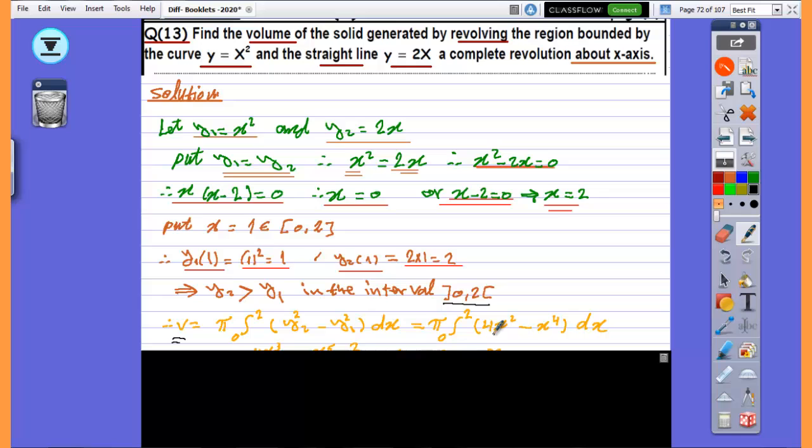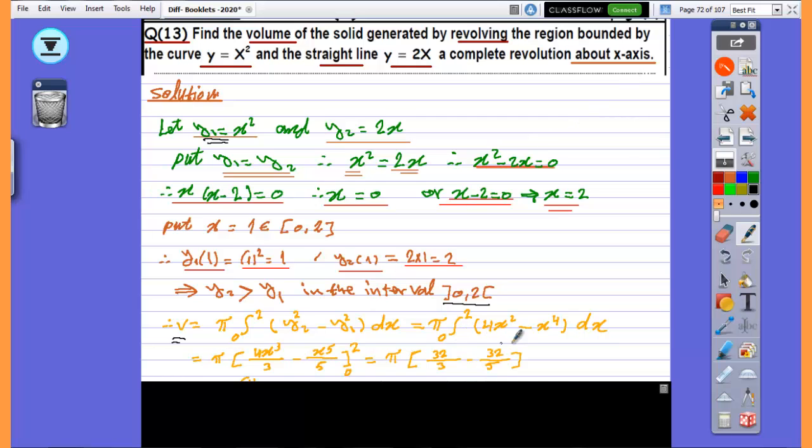which equals pi multiply integration from 0 to 2 of 4x square minus x power 4, because we have y2 equals 2x, so its square equals 4x square, and y1 equals x square, so y1 square equals x power 4, dx. The integration is with respect to x because the revolution is about x-axis.